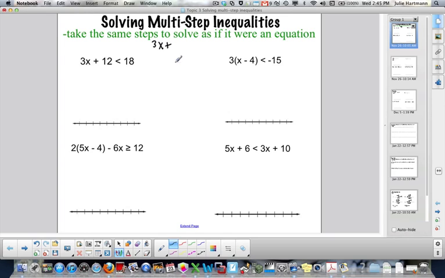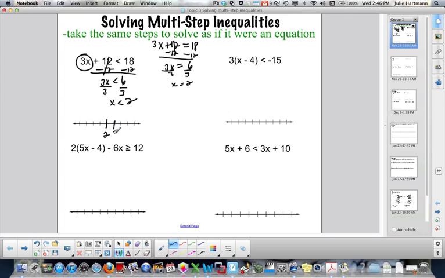Okay, you would first minus the 12. Get that, 3x equals 6, and then divide by 3, so x equals 2. You do the same thing with an inequality, okay? You get the variable by itself, so we minus the 12, and just keep carrying down that inequality sign. 18 minus 12 is 6, divide by 3, x is less than 2.